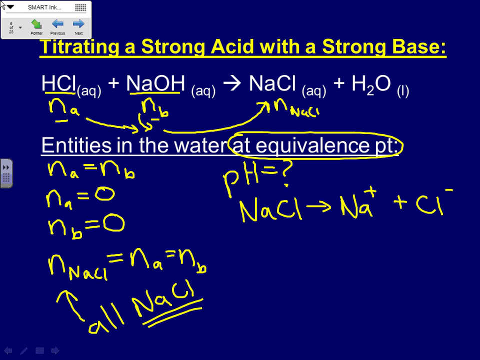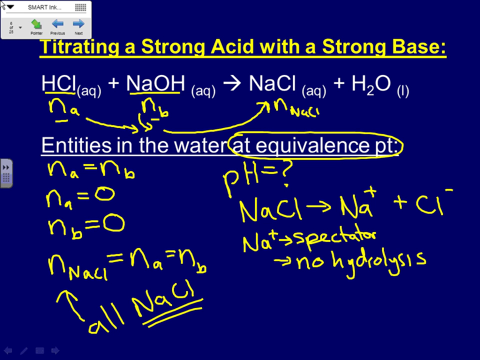Let's analyze the sodium, Na+. What do we call Na+? It's a spectator ion. It's not an acid or a base. It comes from a super strong base, sodium hydroxide, so technically it's a super weak conjugate acid. It's a spectator. So will it undergo hydrolysis? No hydrolysis. So sodium, spectator ions, no hydrolysis.